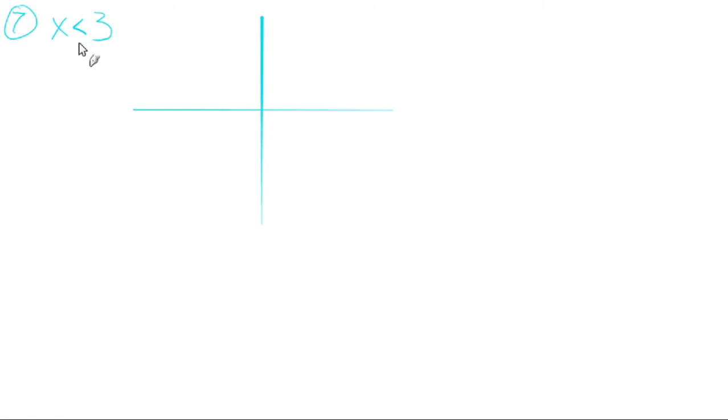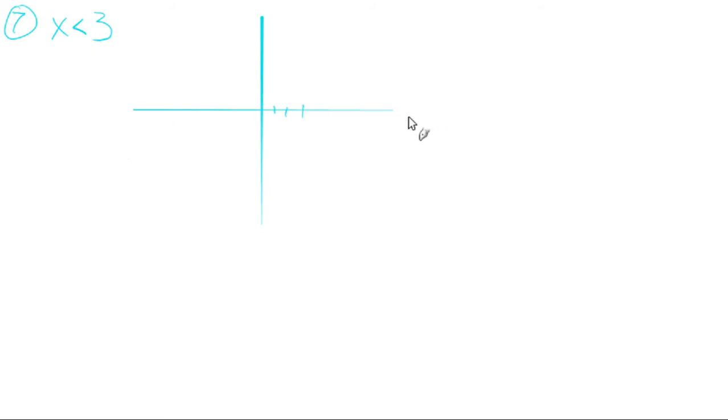First, let's go to where x is equal to 3. Where is x equal to 3? Right over here. Here x is -3, x is +3 here, x is +10 over here. This is where x is 3. And x is going to be less than 3.